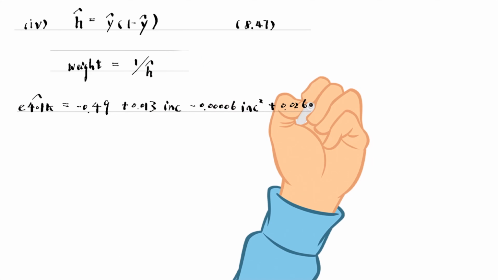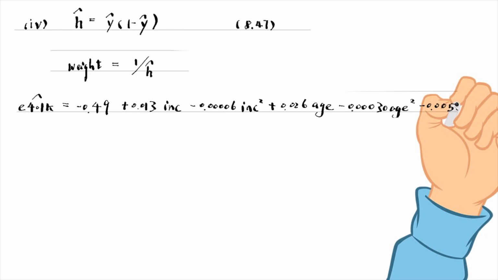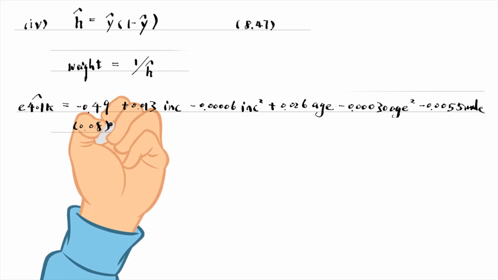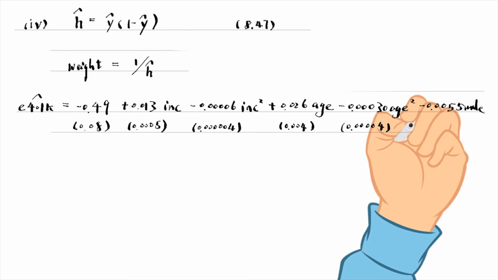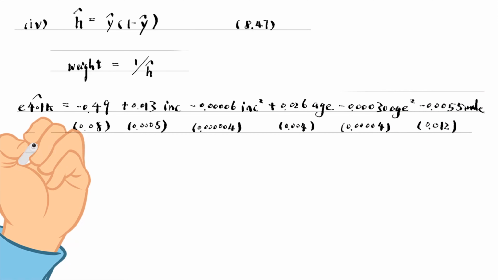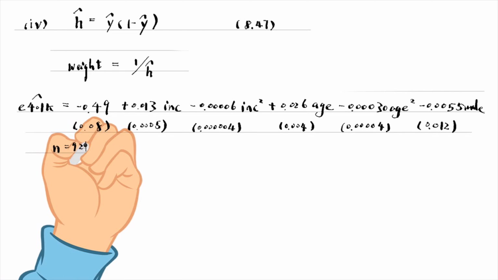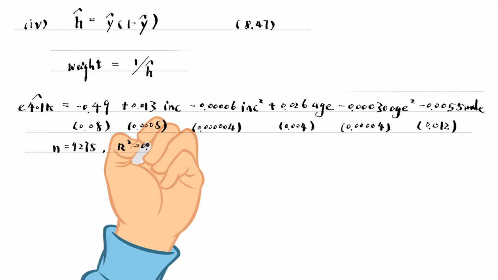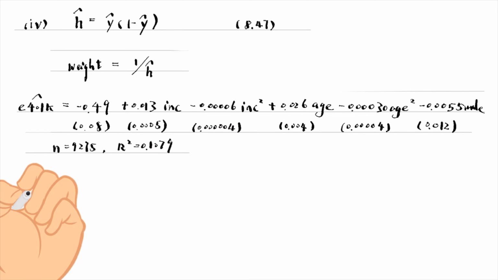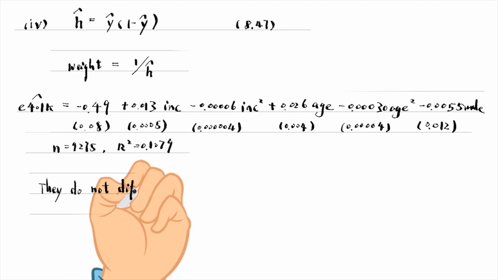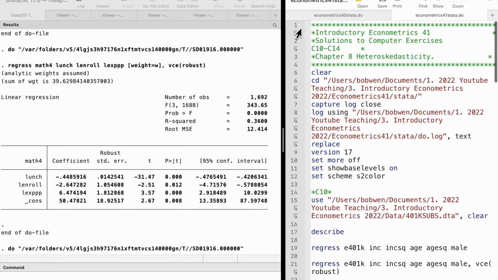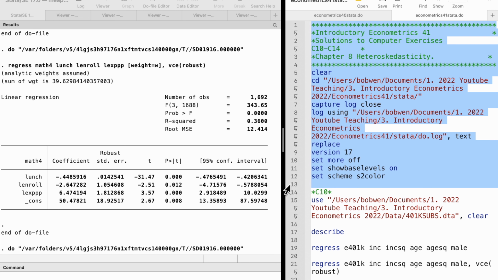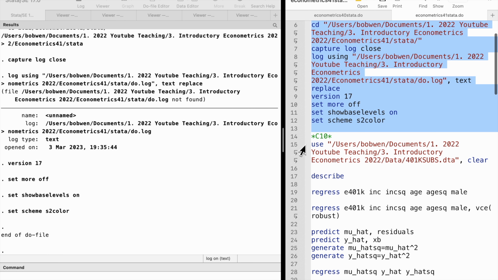I report the weighted least squares estimates with the usual standard errors. They do not differ in important ways from the OLS estimates. The estimates are similar and the significance is basically the same. The Stata commands for computer exercise 10 are as follows.